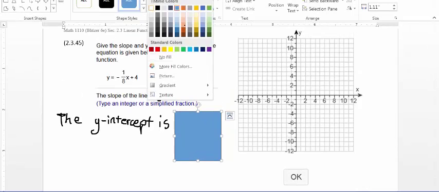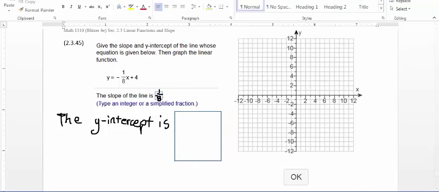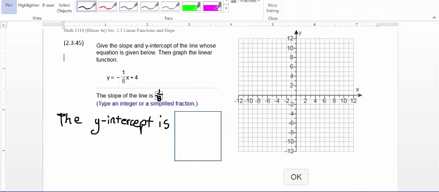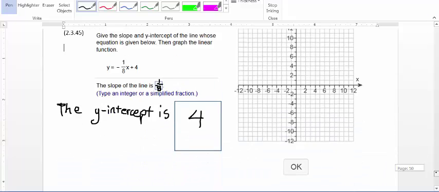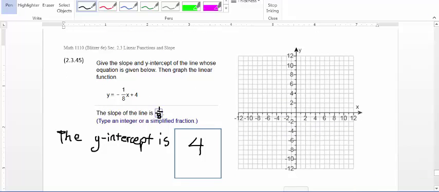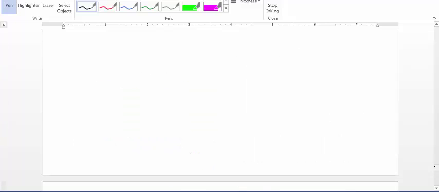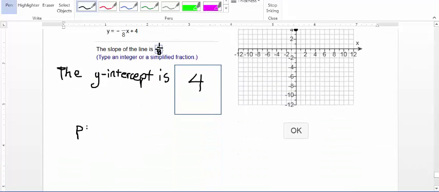Now notice, in order to extract this information, you have to have y isolated on one side of the equation, and the other side needs to be simplified. And so you'll be putting the 4 in the box for the second part of this problem. The third part of the problem would be to plot the y-intercept. So you actually want to graph the line.